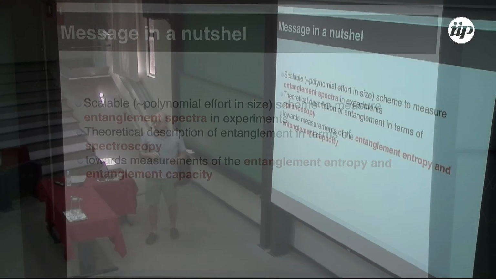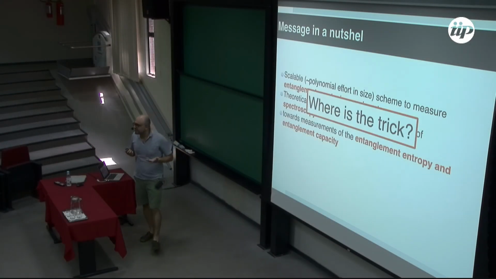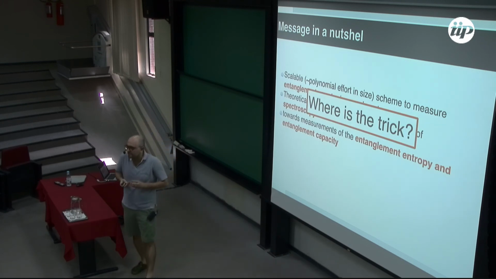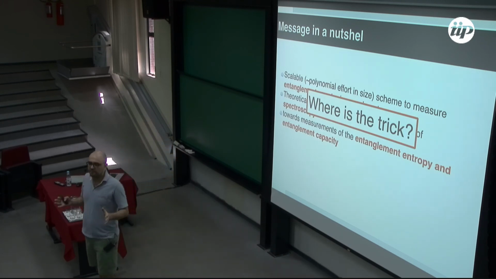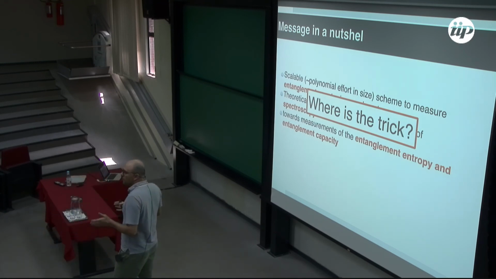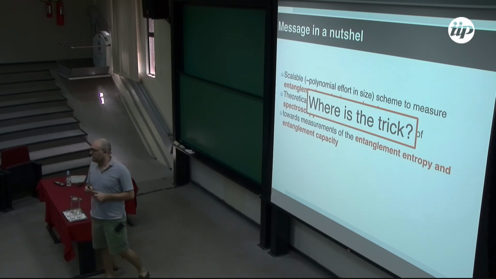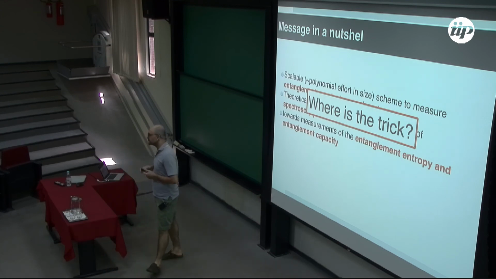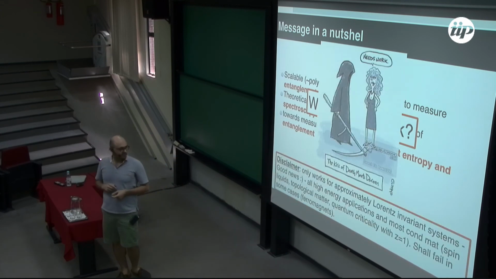Okay, well, where is the catch? Where is the trick? There must be a trick, because it's clear that you cannot measure entanglement for an arbitrary many-body state, because you will have to do tomography at some level. So whatever I'm telling you either is cheating or has to work under certain assumptions. Well, it does indeed work under certain assumptions.